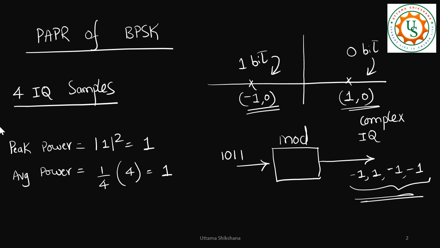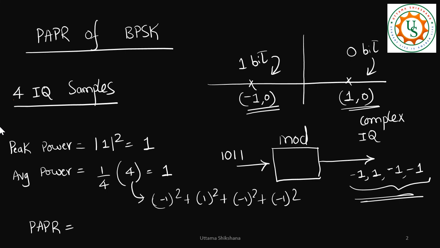Yes, correct. So how has this 4 come? Minus 1 whole square plus 1 whole square plus minus 1 whole square plus minus 1 whole square, right? So now what is the PAPR? PAPR is 1, right? So you understood. Now the next point is in the OFDM system, how PAPR is increased.